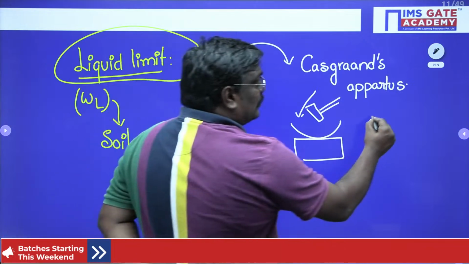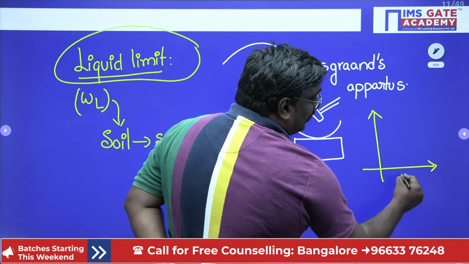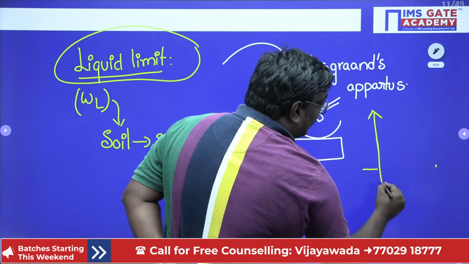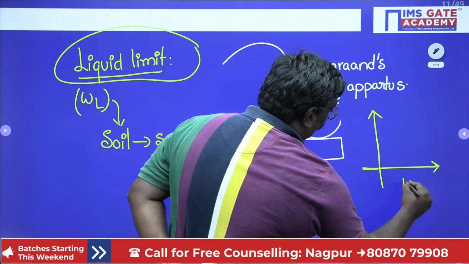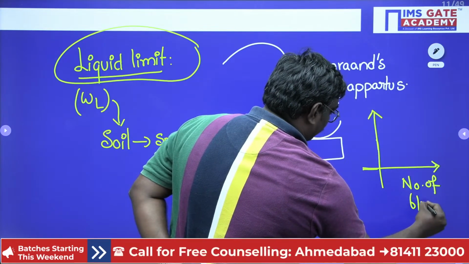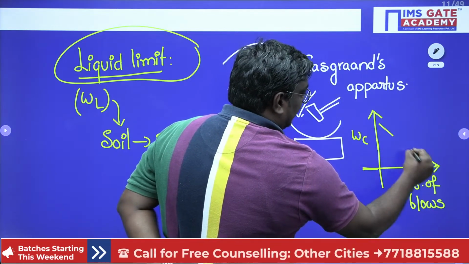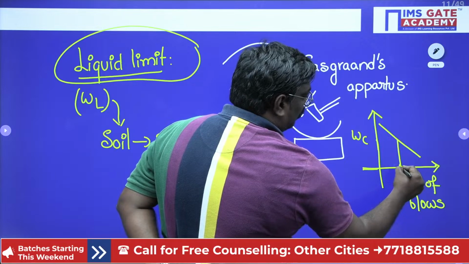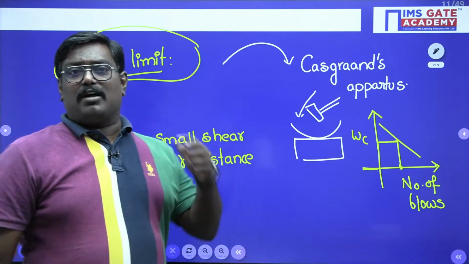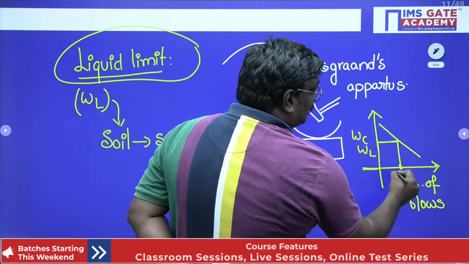So, my dear students, if I have drawn a graph between number of blows and water content, you see here at 25 number of blows, you will get the liquid limit. Yes or no? At 25 number of blows, you will get the liquid limit. So, this is from the graph.